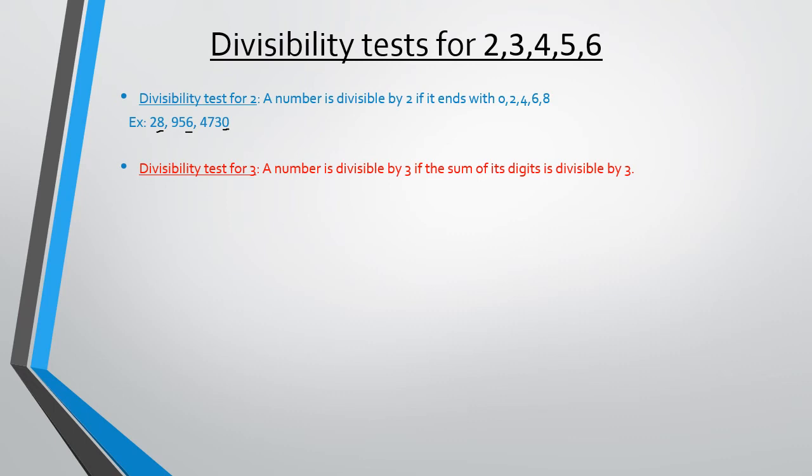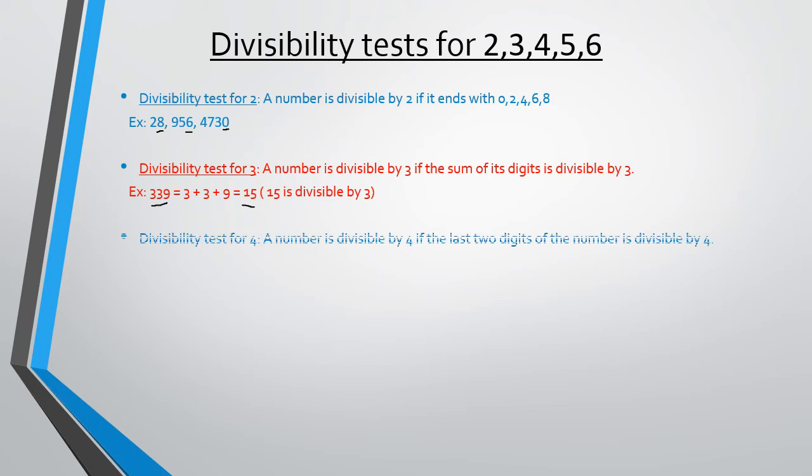Divisibility test for 3. A number is divisible by 3 when we add all the digits and that final sum is divisible by 3. Let's see an example. Now I have considered an example, 339. Now I am going to add each and every digit of 339, that is 3 plus 3 plus 9. And when I add, I get the answer 15. And we all know 15 is divisible by 3. Hence 339 is also divisible by 3.